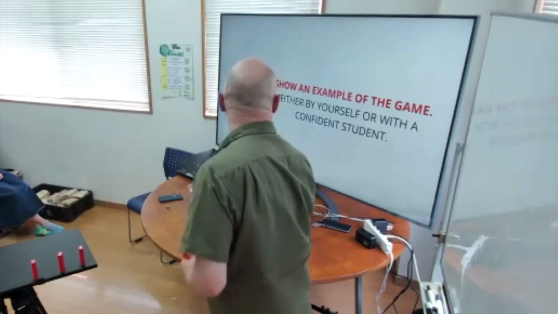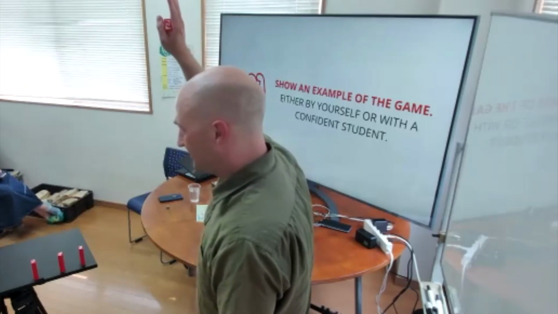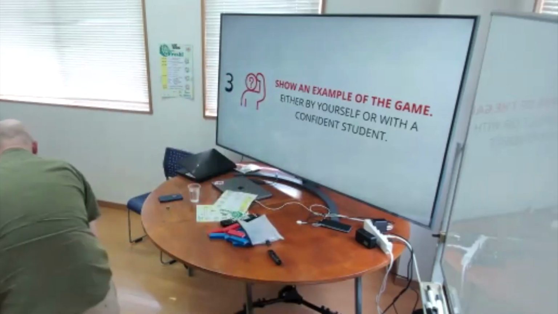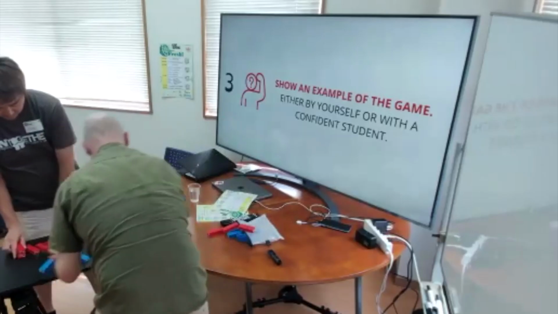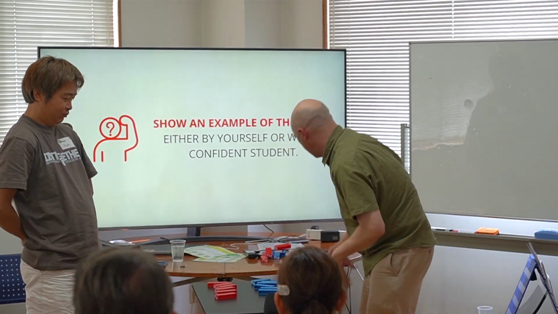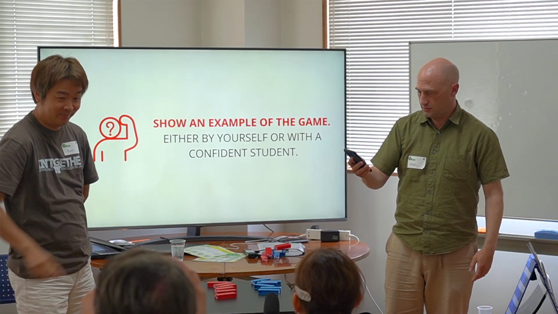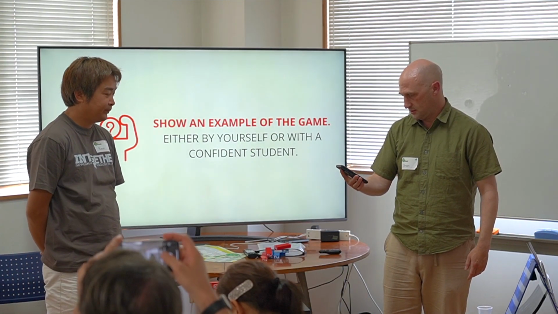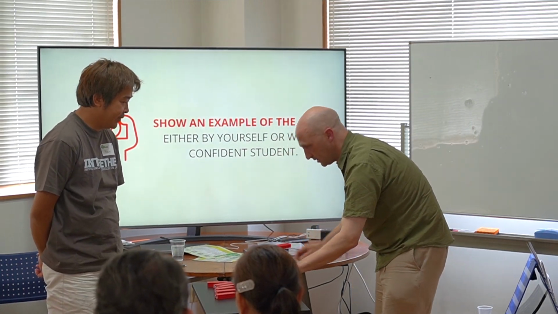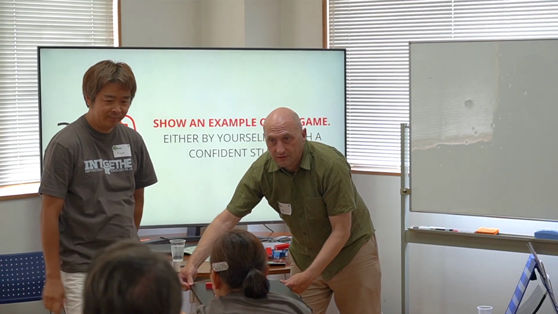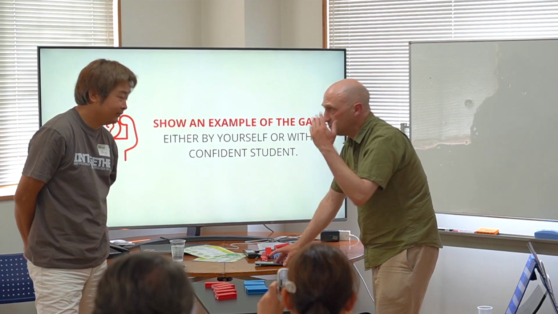Show an example of the game either by yourself or with a confident student. Who is a confident student? Yeah, confident student. 1, 2, 3, 4, 5, 6. Okay. And I have a timer. Just a second. 12 seconds. Okay, all right. Ready? So my name is? I would put a bit of masking tape here, a painter's tape, so you have a start. Okay. First one, what's your name?